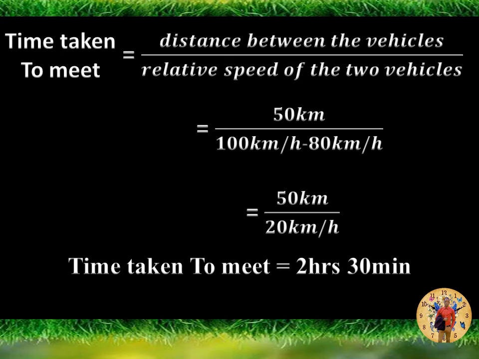Therefore we obtain 50 divided by 20 kilometers per hour, and we obtain 2.5 hours. So 2.5 hours will be the time taken for them to meet.